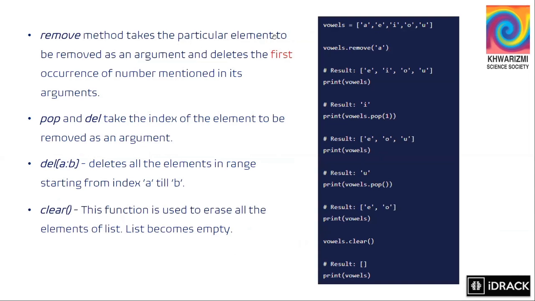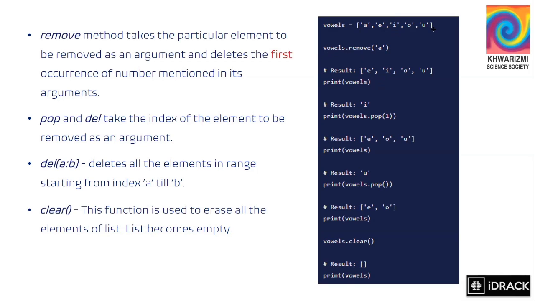The remove method takes a particular element to be removed as an argument and deletes the first occurrence of the number mentioned in its arguments, or it doesn't have to be a number, but a string or anything. What is important, and what I highlighted here, is that it deletes the first occurrence and the first occurrence only. So it's going to go through the list, and the first time that it finds it, like for this, it says vowels, which is the name of the list, dot remove, and then the argument you gave it was an A, which means that it removed the first A. If there was an A at the end of it, it would not have removed it.